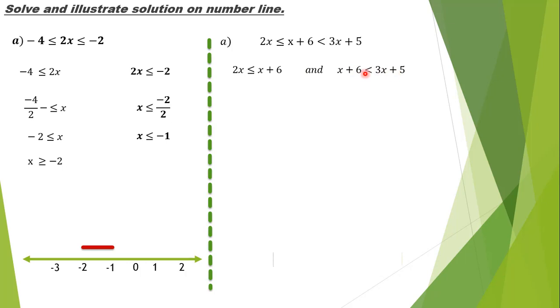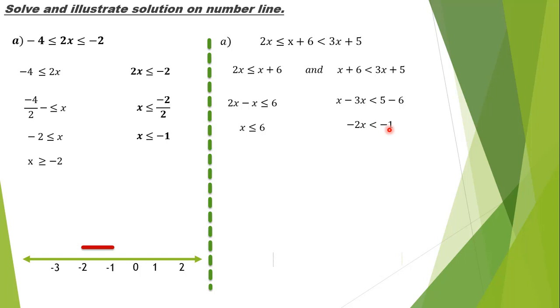Now let us first solve the first part of it. So we will get 2x minus x is less than or equal to 6, and x is less than 6. 2x minus x is x. By solving the right part of the inequality, we will get x minus 3x. It is having the positive sign here. If you bring it to the left, it becomes negative. Take 6 to the right, it becomes negative as well. x minus 3x will give you minus 2x is less than minus 1.